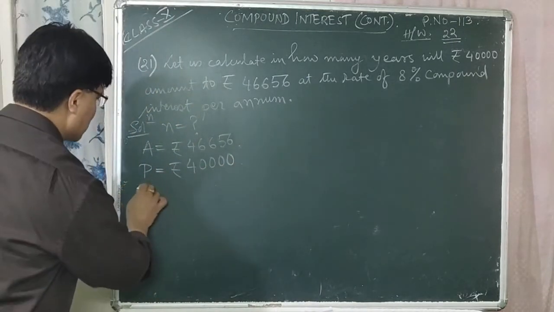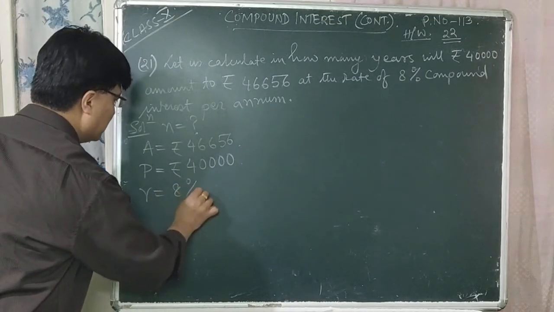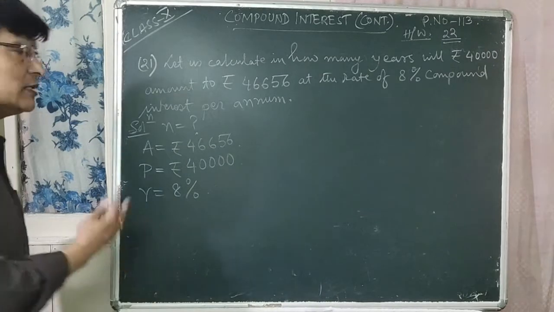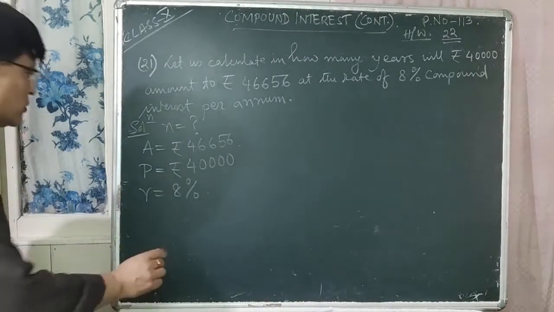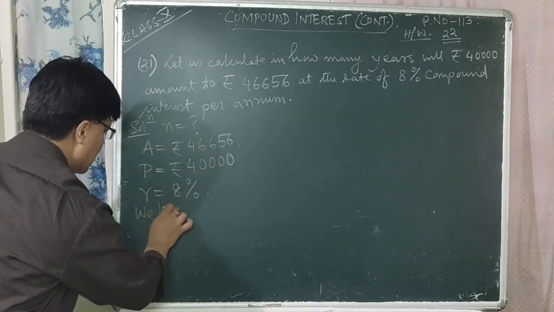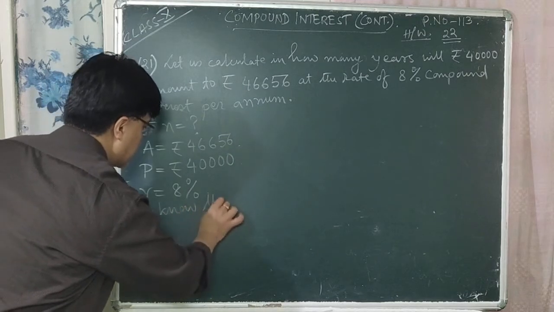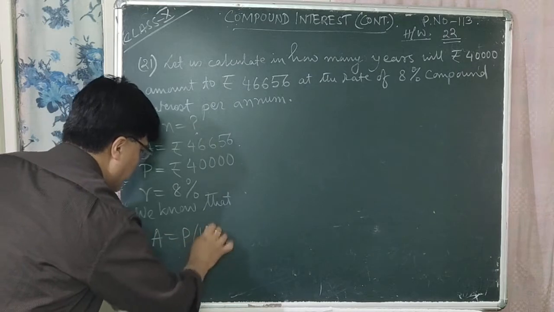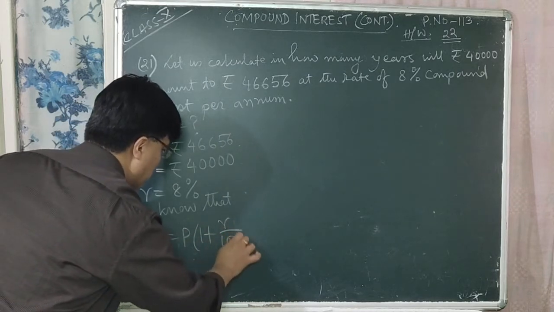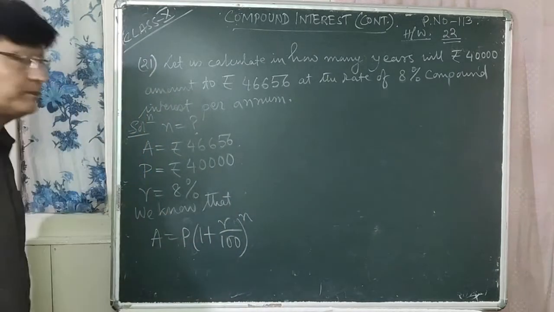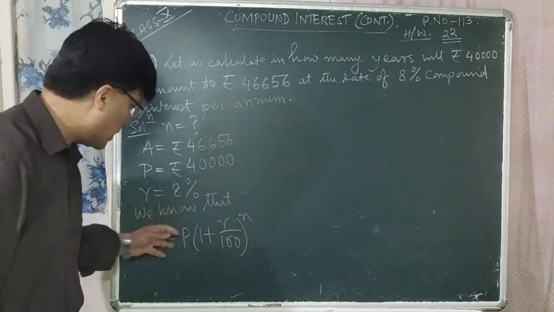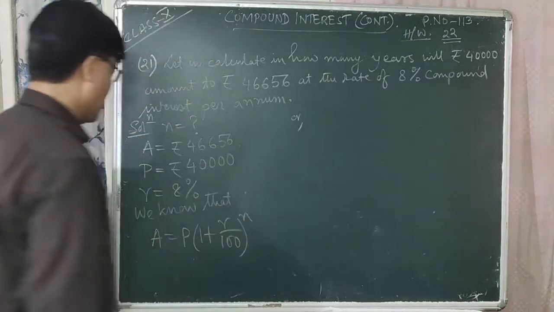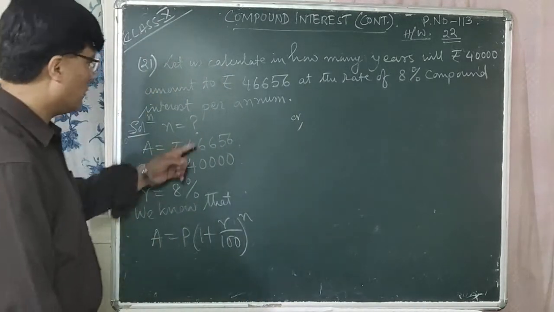Next, what is the rate of compound interest per annum? It is 8%. Okay? So let us use the same formula here. So right now we know that A is equal to P within bracket 1 plus R upon 100 whole to the power n. Okay. So now let us put the values. What is the amount in this case?